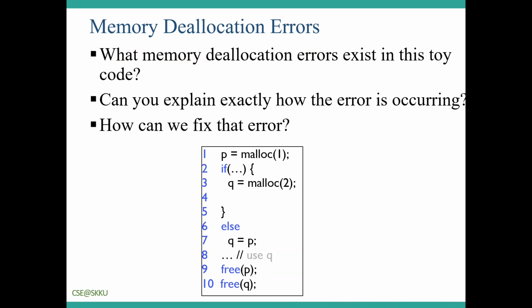Okay, now let's look at this toy code, which contains memory deallocation errors. Among memory leak, double free, and use after free errors, which one is presented in this code? The second question is, can you describe the exact execution path that leads to the error? I will give you 30 seconds, or feel free to pause this video and think through it and explain the cause of the memory deallocation error.